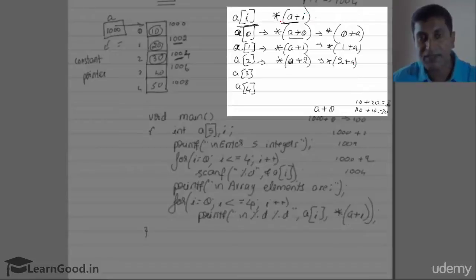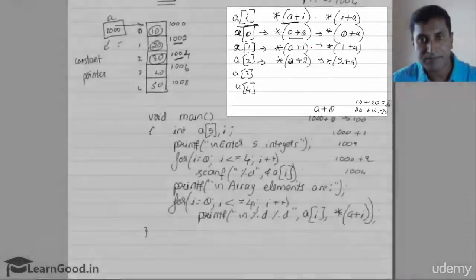That means instead of giving asterisk of a plus I, we can also give it as asterisk of I plus a. So all these three are same. That is, you can give a of I, asterisk of a plus I, asterisk of I plus a to display all the array elements. All three are going to be same.